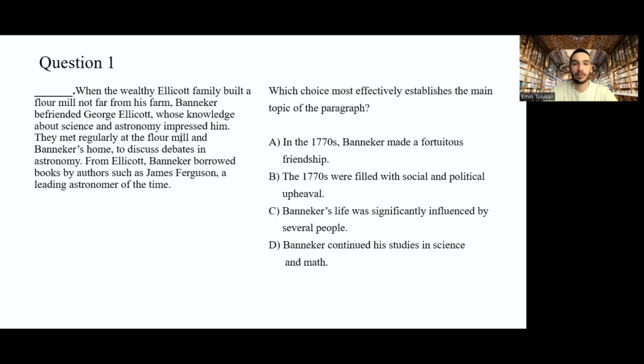They met regularly at the flour mill and Banneker's home to discuss debates in astronomy. Okay, so these friends are now meeting regularly, probably every day. From Ellicott, Banneker borrowed books by authors such as blah, blah, blah, a leading astronomer of the time. Notice how I'm not even reading the name at the end because I don't care about it. I know who the passage is about. It's about Banneker and George Ellicott. All I needed to know was the fact that they became friends, they started visiting each other often, and they borrowed books from each other. Have you built this situation in your mind? Have you been able to imagine this? If yes, then perfect, you're on the right track.